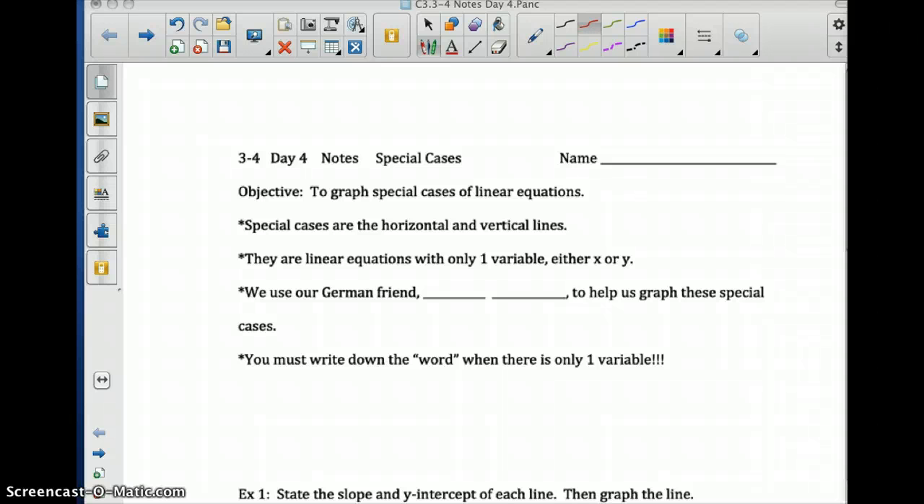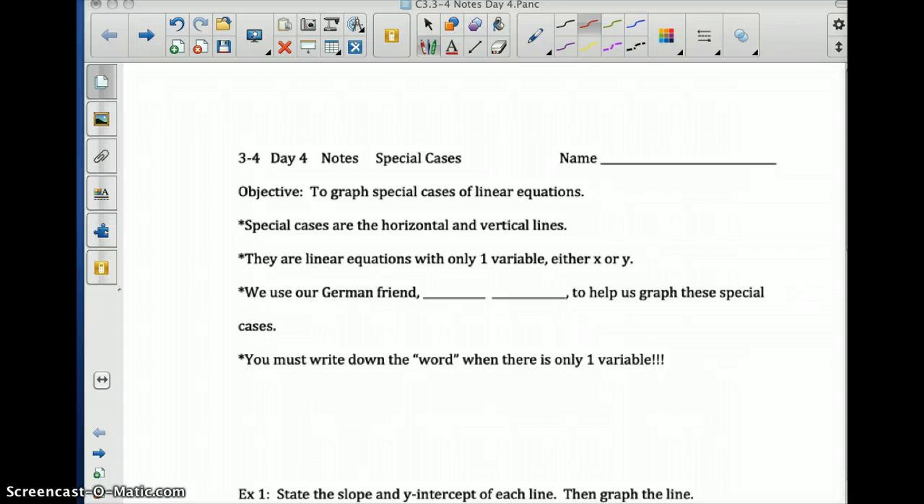Harrison. X and Y. Okay? We learned how to solve them and put them in slope-intercept form, y equals mx plus b. There were always two variables, y and x. When one of the variables is gone, it's either a vertical line or a horizontal line, and we have a great trick to help you keep that straight.